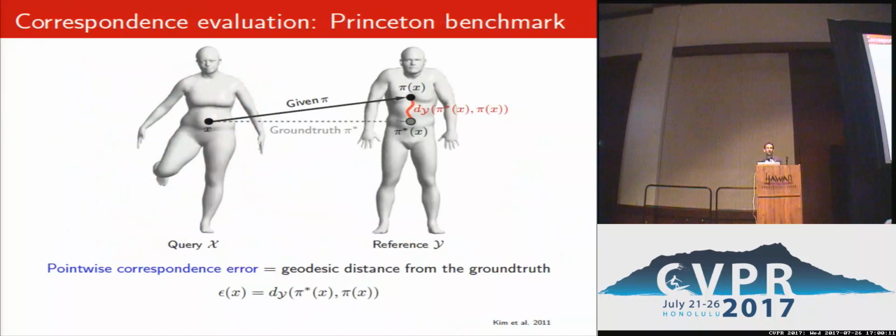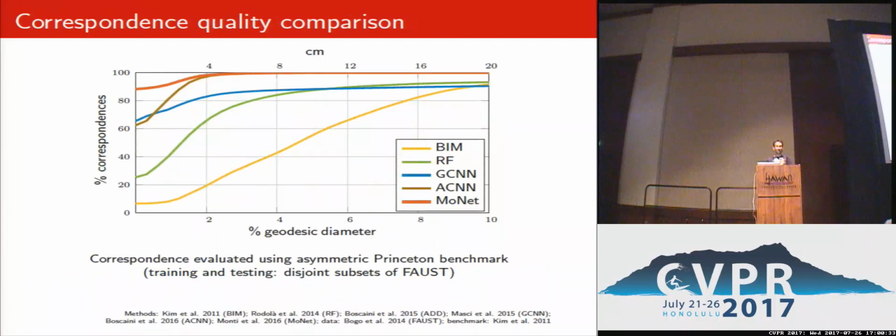Now, how do we evaluate the quality of the correspondence? Given a ground truth correspondence and the correspondence that we obtain from the network, we measure the geodesic distance between these points, and we average it over all the points. This is the protocol that is used in the Princeton benchmark that Leo mentioned in his part of the tutorial. In the Princeton benchmark, we measure the percentage of correspondences that fall within a certain error radius around the ground truth, and we get these curves.